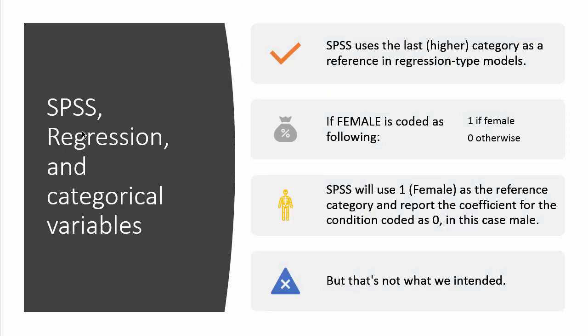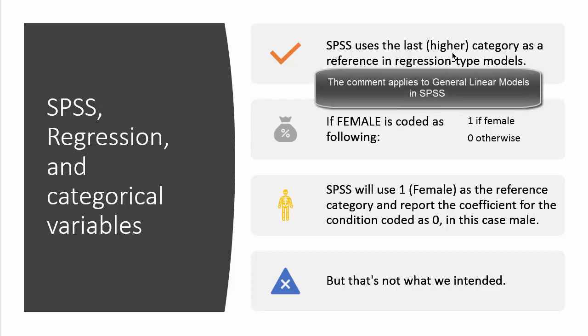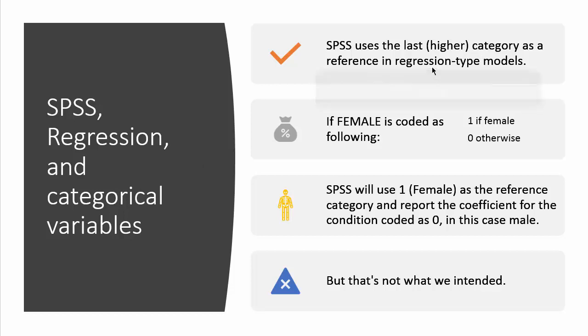The way SPSS enters the categorical variables in a regression model is that it uses the higher category of the categorical variable as a reference in regression type models. Let me explain. Let's say you have a variable called female, and it's coded as 1 if female and 0 otherwise. This is what we usually do with most other software like SAS and Stata and R. Now, SPSS will use 1, which is female, as a reference category and report the coefficient for the condition coded as 0. So there will be no coefficient reported for category 1 because it's the higher category. And a coefficient will be reported for the value 0, which is, in this particular case, male. So you have a coefficient for the variable female, but the reported coefficient is for male and not female.